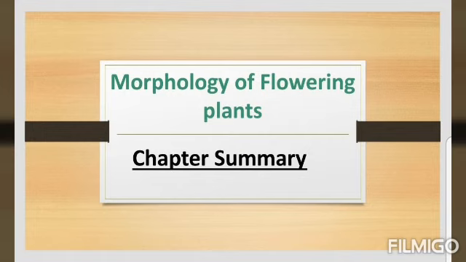Today we are going to sum up chapter 5, Morphology of Flowering Plants, NCERT book, class 11th. The wide range in the structure of higher plants will never fail to fascinate us. It's obvious that the angiosperms show such a large diversity in external structure, or we can say morphology. They are all characterized by the presence of roots, stems, leaves, flowers and fruits.